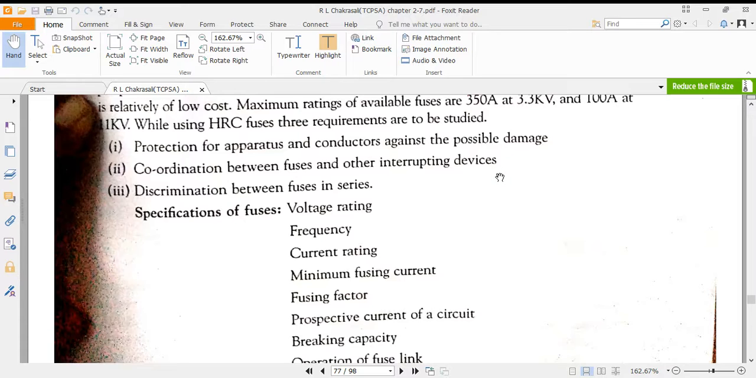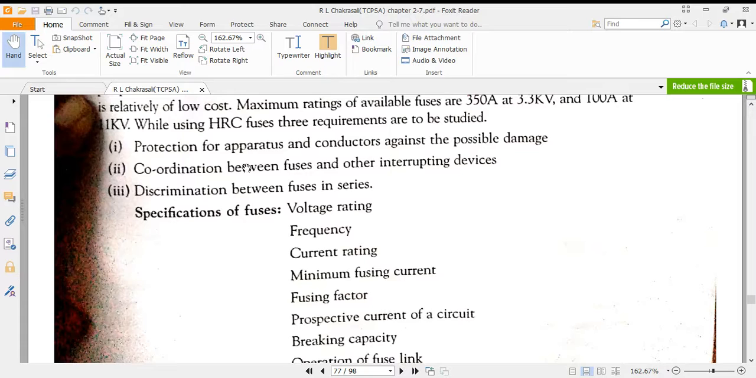Second one is coordination between the fuses and other interrupting devices. What do you mean by coordination? Coordination means, if it is a series circuit, generally there will be series and parallel circuits. If the fuses are in series, what fuse has to operate first? Operate means which fuse has to melt first so that it protects the next circuit. That is called coordination between the fuses and interrupting devices.